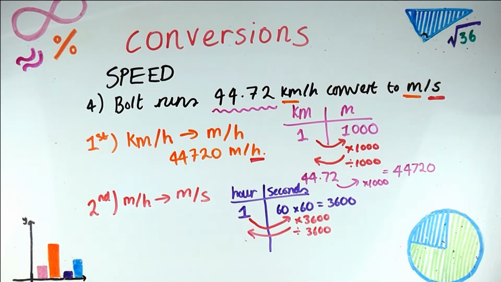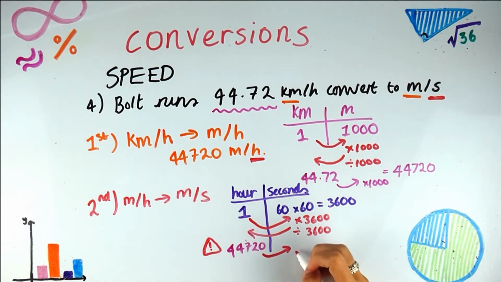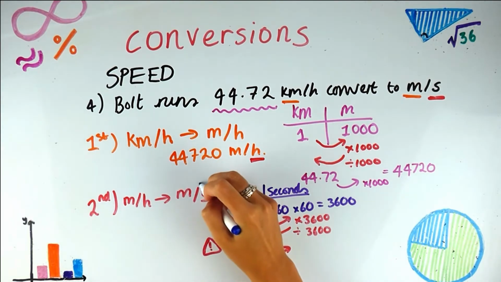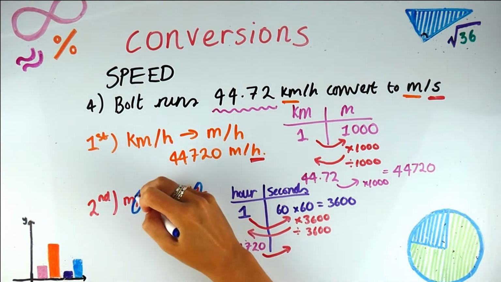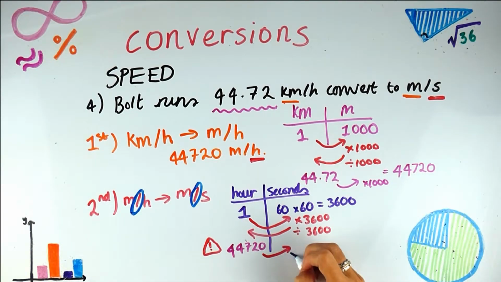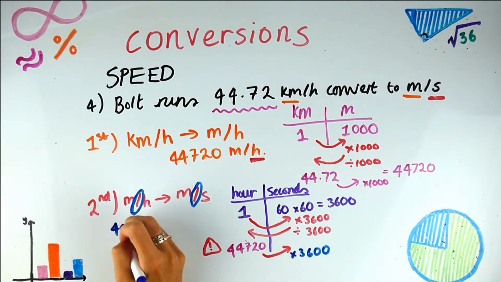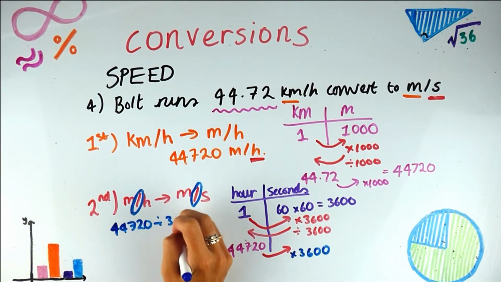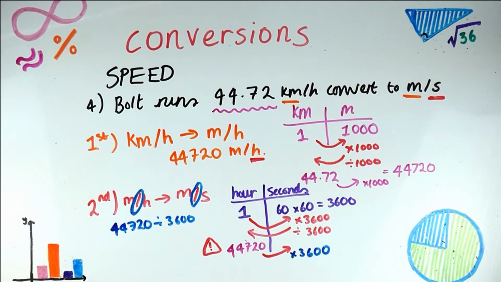What do I have? I have hours, and what's my value? But this is where I want to stop and warn you that naturally we would then go like this and multiply by 3,600. However, because it's per, instead of doing the multiply by 3,600, we divide, so we do the opposite. So really we have 44720 divided by 3,600.